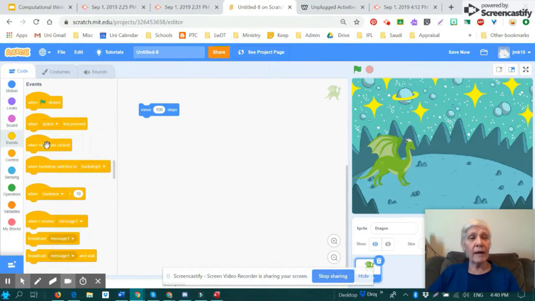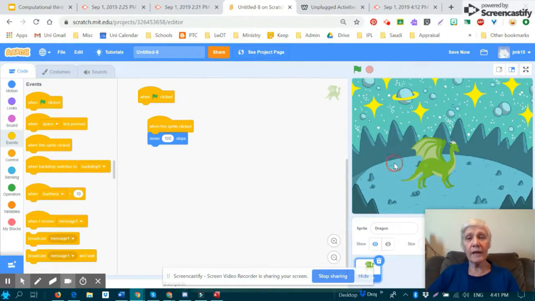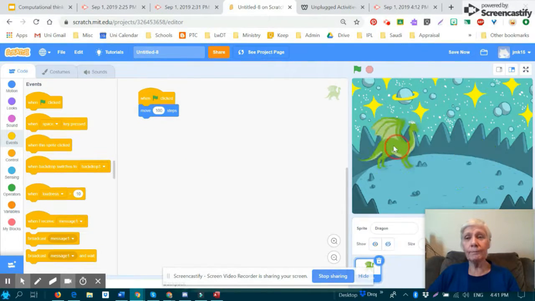We start off with what's called a hat block. So this one is when the flag is clicked. So when the green flag is clicked, he'll do whatever the code says underneath. I could also have used one, for instance, that says when the sprite is clicked. So when I click the dragon, he moves. Let's take that off and put this one back on. So you can see how this is computational thinking because we are giving step-by-step instructions to the sprite. We want it to walk 100 steps.